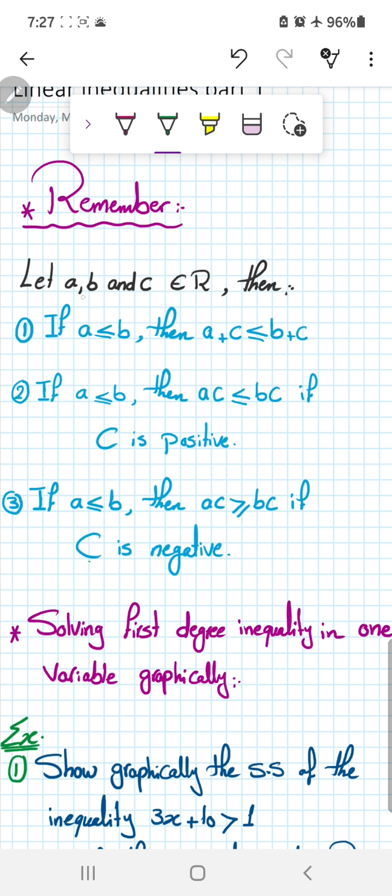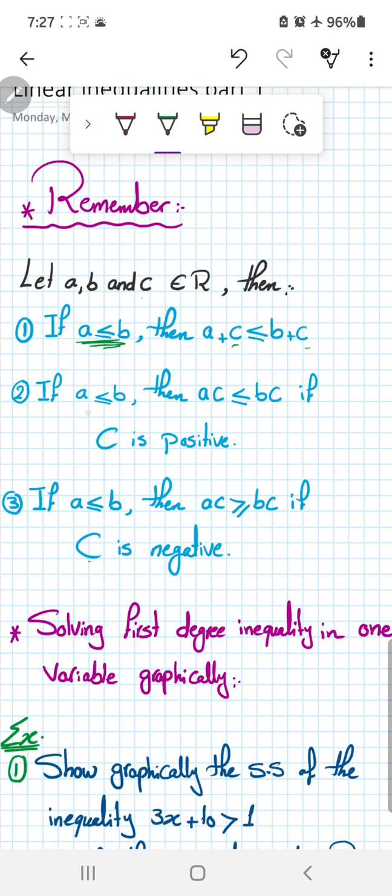If we have a, b and c belonging to R, then if a is less than or equal to b, and we add a number like c to both sides, the inequality stays as it is. So a plus c is less than or equal to b plus c, and here c may be positive or negative. Okay, the inequality doesn't change.